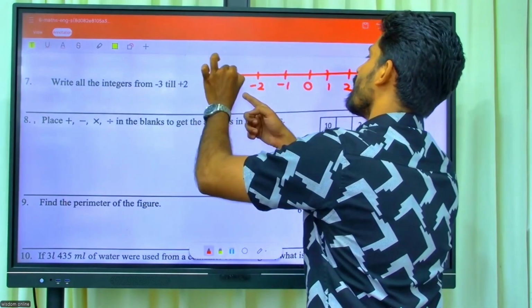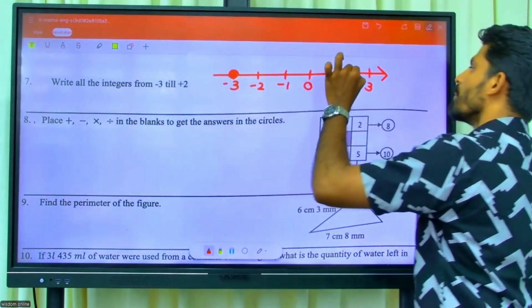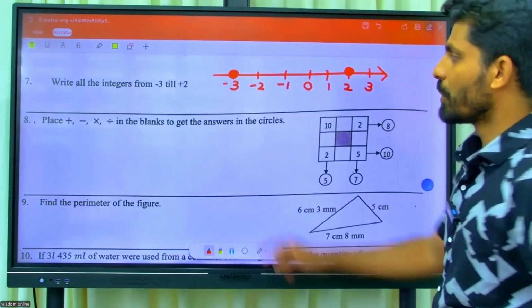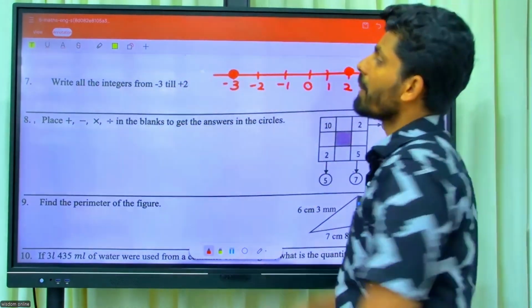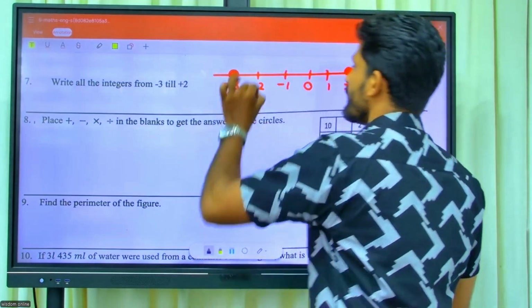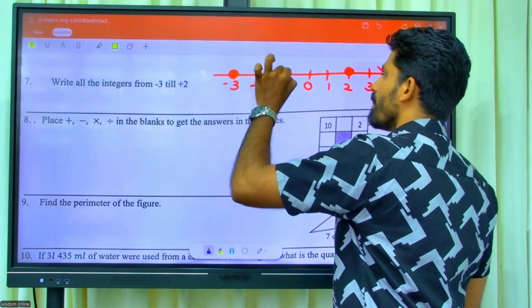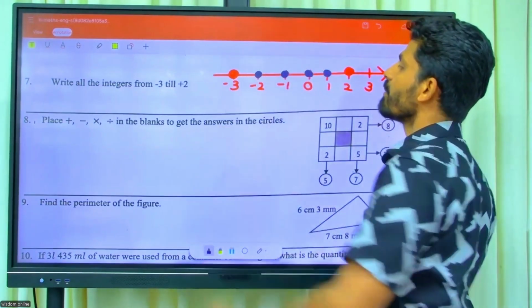-3, +2. So what are the integers from -3 to +2? -3, -2, -1, 0, and 1.